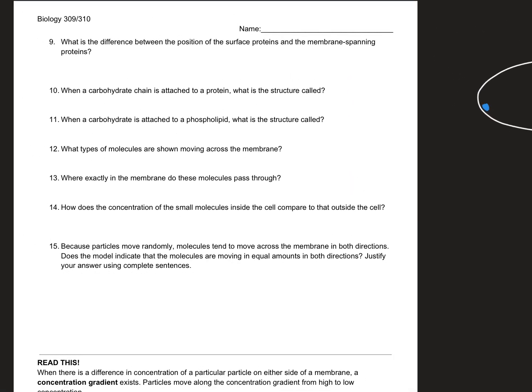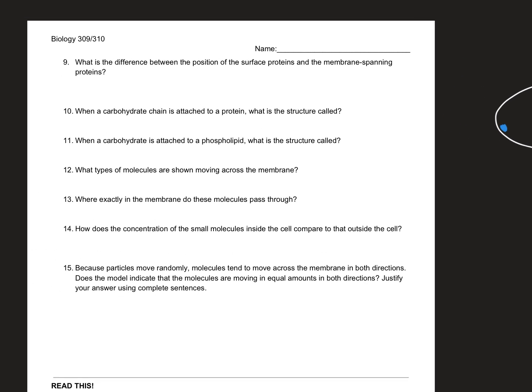Anything else? Can I say what answer I put for number 9? Yeah, what's your answer for number 9? I put the difference between surface proteins and the membrane spanning proteins: surface proteins do not reach across the membrane. Yes. All the membrane spanning proteins do. I think that's easy. Do you agree it's easy? I mean, guys, the key here is surface protein versus membrane spanning protein. Spanning means crossing, so crossing the membrane. It's all in the word.